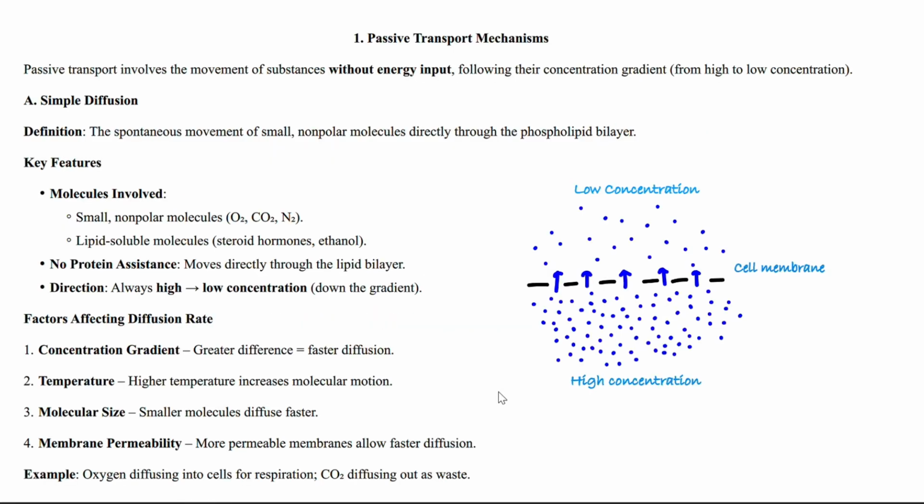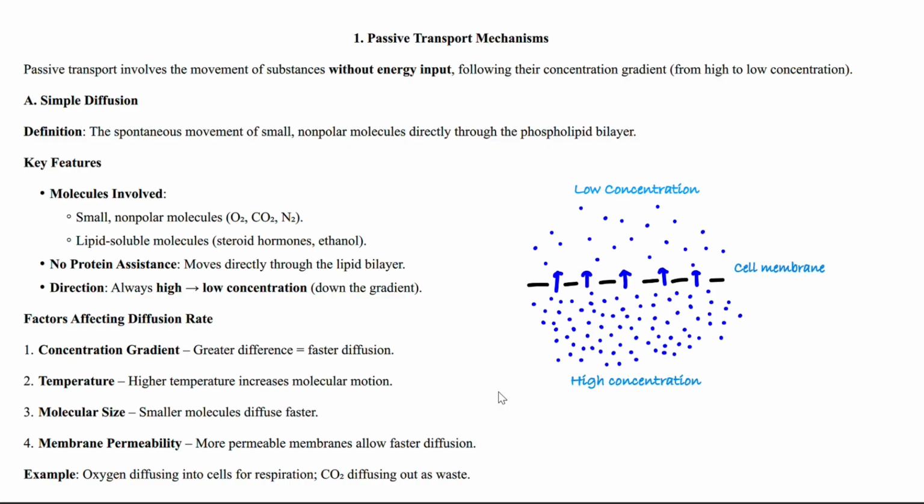Now let's explore the passive transport mechanisms. These are the energy-free ways that substances move across the cell membrane. The key principle here is simple. Molecules move from an area of high concentration to low concentration, following their natural gradient. No ATP required. You can see in the picture. The first type of passive transport is called simple diffusion. So what exactly is simple diffusion?